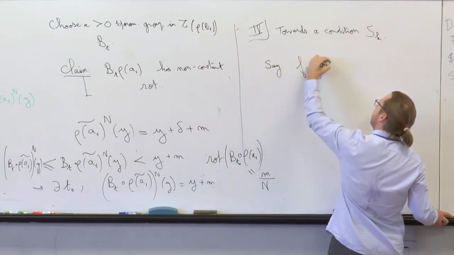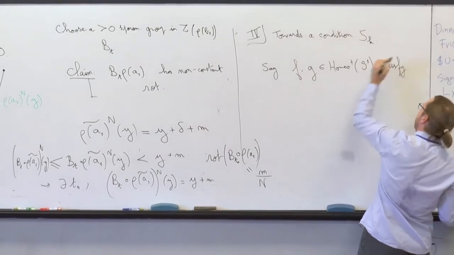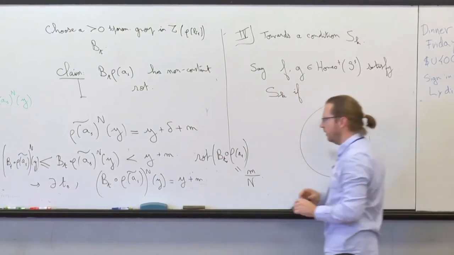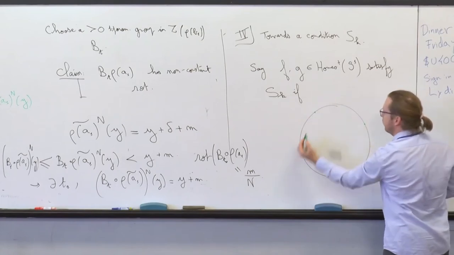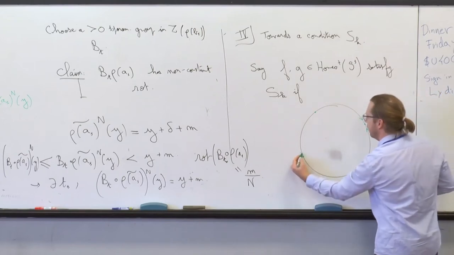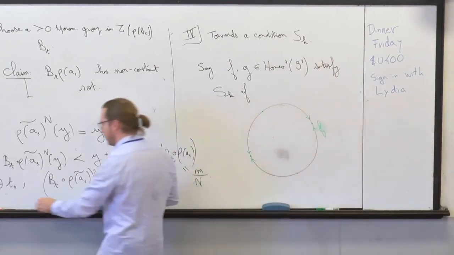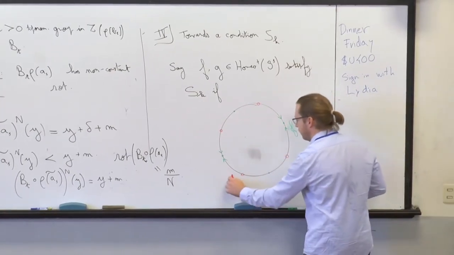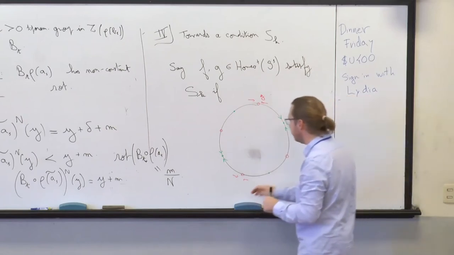So we say that F and G, two homeomorphisms of the circle, satisfy the condition SK if they really look like what Katie suggested. So if F is conjugated to some lift of a hyperbolic element in PSL(2,R), so this is F, okay, and the same for B, and with points that alternate.